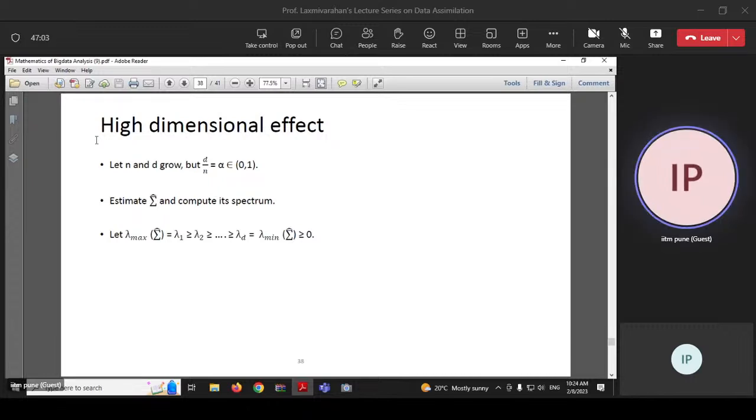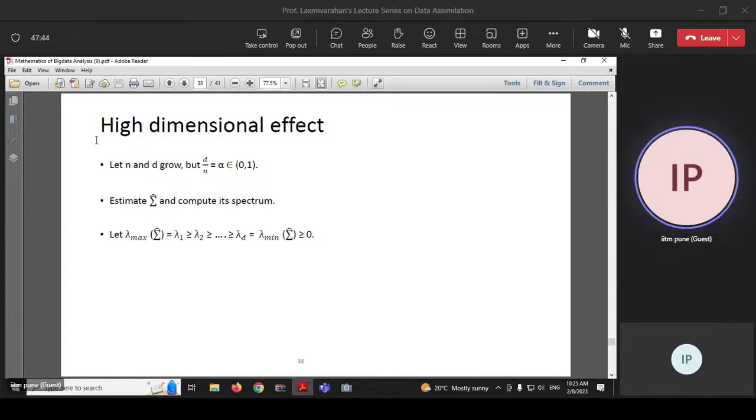Good. So d over n. This is not what you talk about in ensemble analysis. N is fixed, d is large. D over n, in your case, is a very large number. D is 10,000, n is 250. D over n, oh God, the alpha is very large. So here I'm considering a case where d over n is alpha, in between 0 and 1. What does it mean? D grows, n grows, d over n tends to a constant alpha, which lies in the interval 0 to 1.